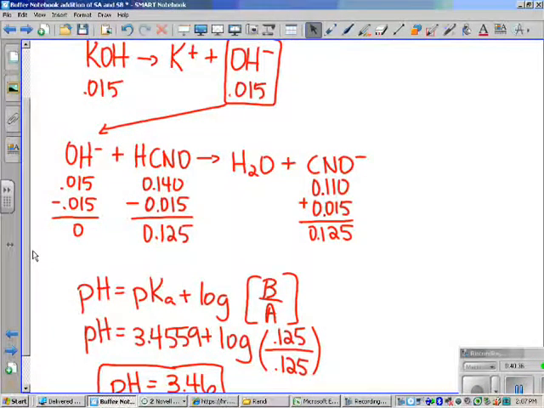Which is, again, why when you see a buffer, whether or not it says buffer, if it's a buffer, a weak acid with a salt or a weak base with a salt, you need to use this equation. It will make your life easier, and it is intended to do that. So as long as you understand what's going on, then you'll be able to use it in its correct capacity. All right, questions about any of it?